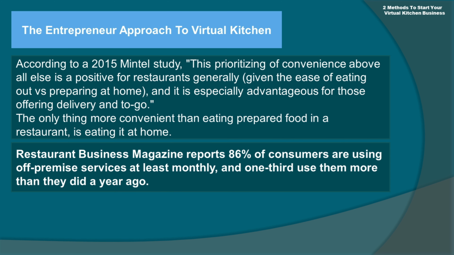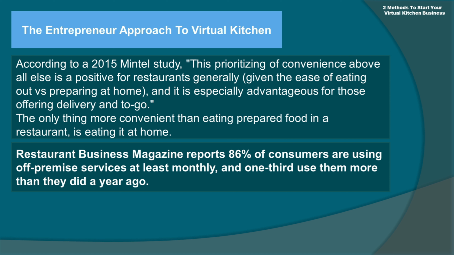So here is some research on virtual kitchens and the food service industry. According to 2015 Mintel studies, this prioritizing of convenience above all else is a positive for restaurants generally, given the ease of eating out versus preparing at home. So it is especially advantageous for those offering delivery and to-go service in this food service industry. The only thing more convenient than eating prepared food in a restaurant is eating at home, right?